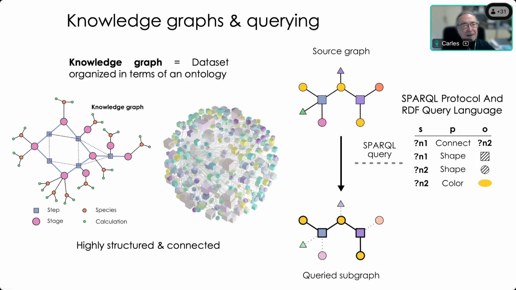These queries are quite close to natural language if the semantics allow that. And building these queries in SPARQL, we can extract the information we want from the knowledge graph that actually contains all the information about the system.